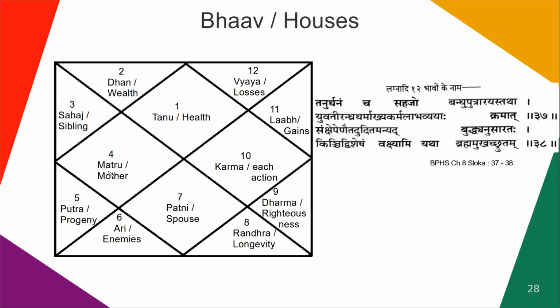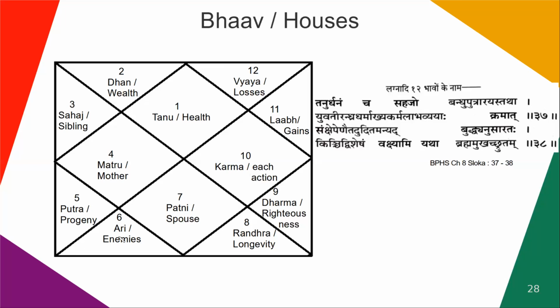The fourth house tells us about bandhu or matru. Matru means mother. The fourth house tells us about mother. The fourth house also tells us about the relation with the relatives. The fifth house gives most important information about putra. In Sanskrit, putra, English is progeny or children. The fifth house predominantly deals with kids or children.